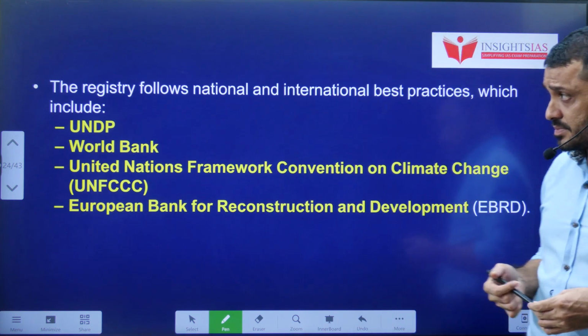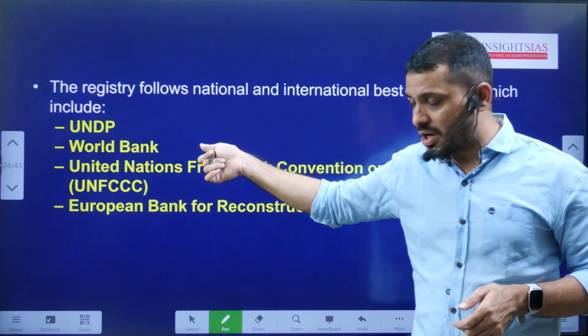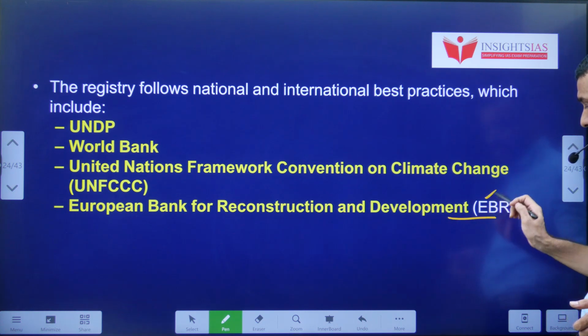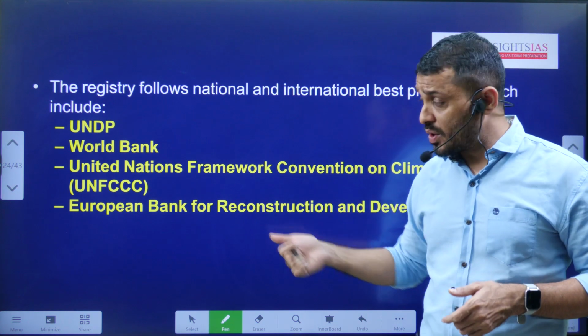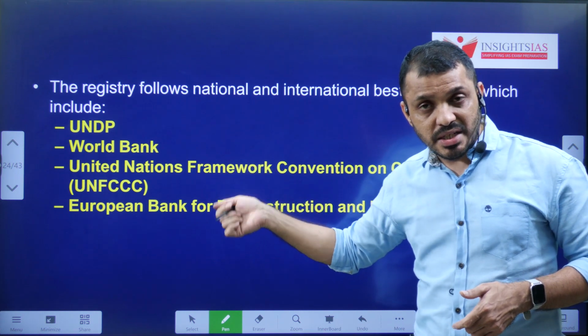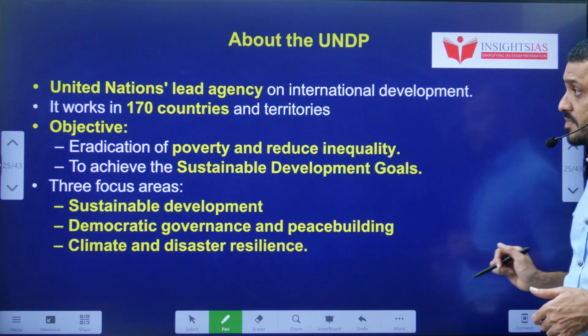Open software. And this registry is following the standards of UNDP, World Bank, UNFCCC, and European Bank for Reconstruction and Development, EBRD. It is following the standards of all these organizations, because these are the organizations either directly or indirectly related to the carbon trading system.